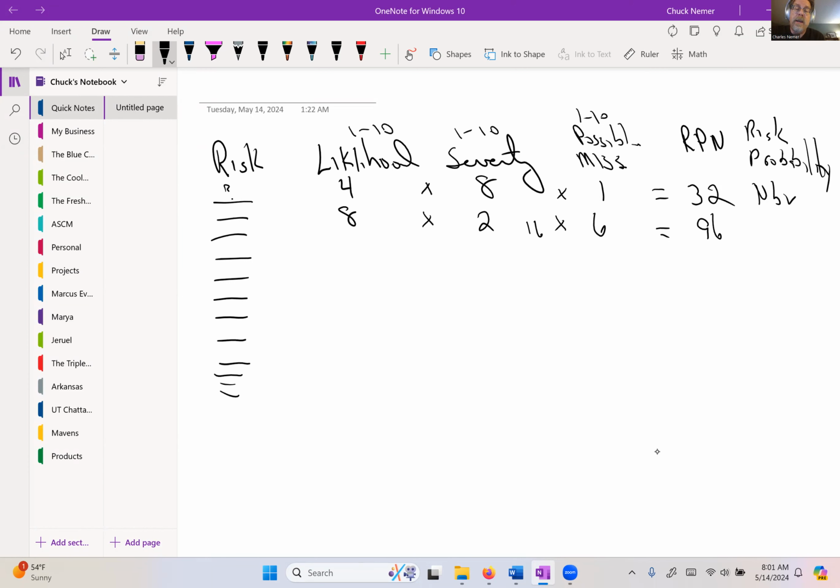And if you think about that, the worst case would be what? 10, 10, and 10. It's going to happen. It's going to be a big deal when it happens. We aren't going to see it coming. So when we multiply those across, we get 1,000, and that goes to the top of the pile. So it helps us prioritize the potential risks we face.